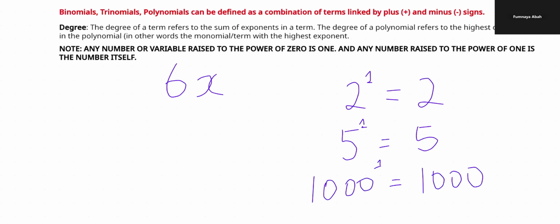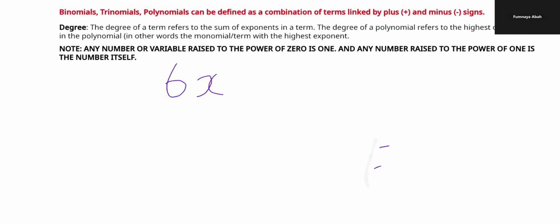So with 6x, knowing that x is on its own, we can say that 6x is the same as saying 6x raised to the power of 1, because x raised to the power of 1 is x itself. So the exponent of x in this case is 1. And since 6 is a coefficient, we don't need to consider it. We can focus on the variable x. So the degree of 6x is equal to 1.